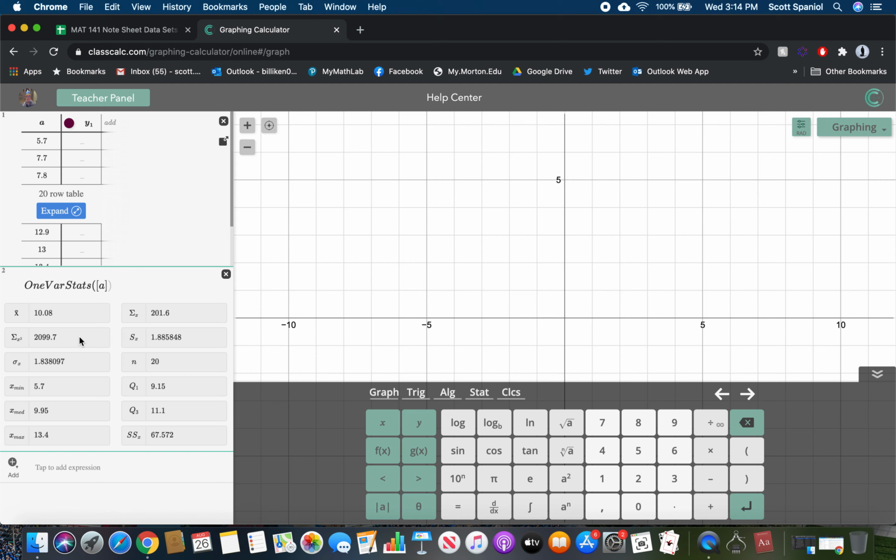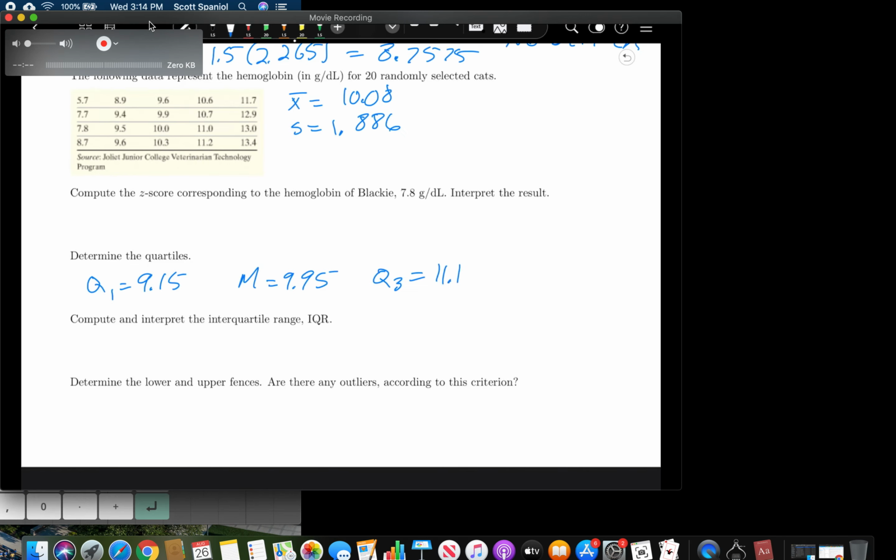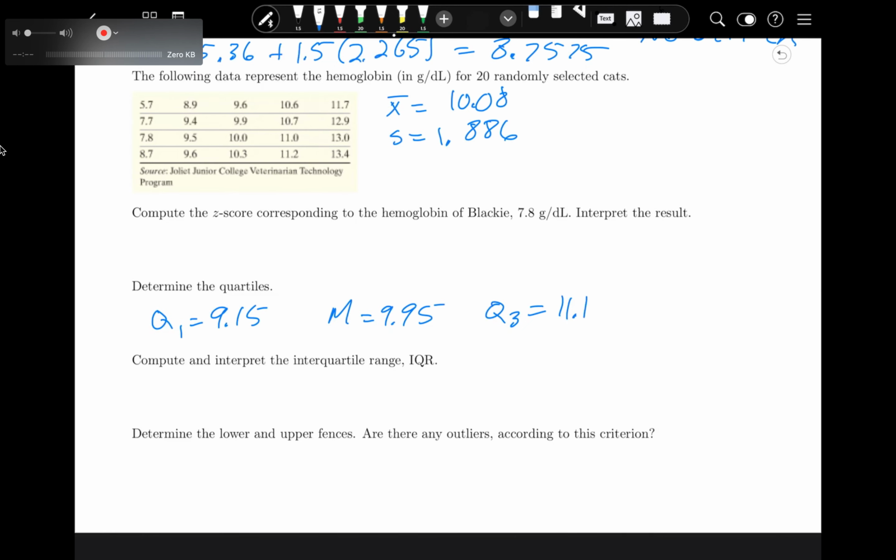But we also have the quartiles. Right, here's Q1, 9.15. The median is x median, so that's 9.95, and then Q3 is 11.1. Okay. So that gave us all the data we needed. Now we can go back and do some z-score calculations and find the z-score for this cat named Blackie.